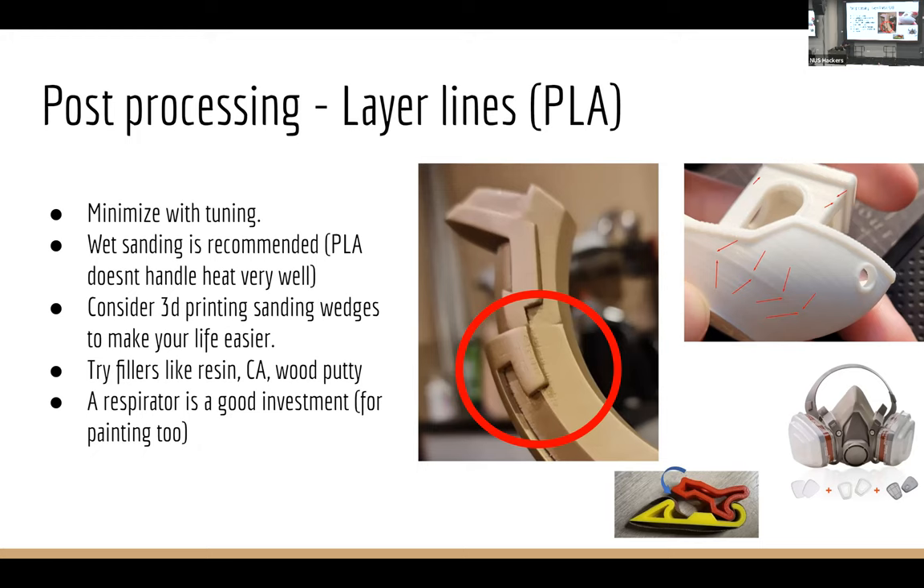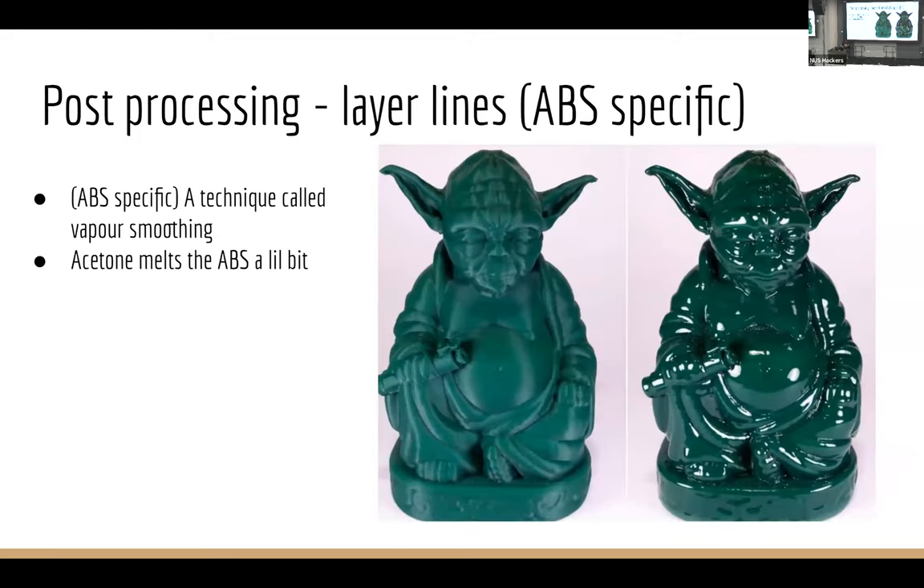I experienced it myself. If you're not using PLA, if you're using ABS, you have the option of vapor smoothening. What vapor smoothening does is that you spray some acetone, and you let the acetone vapors melt the top layer of your print.